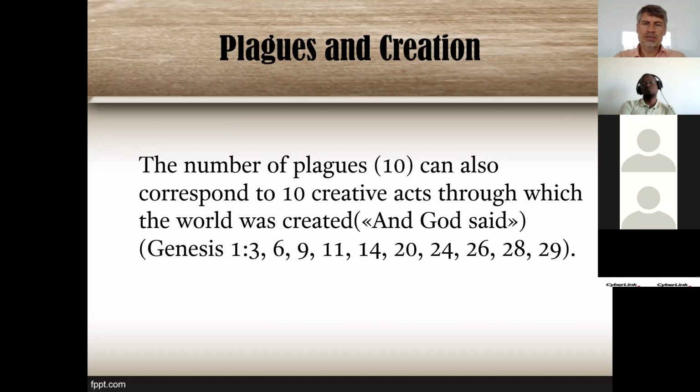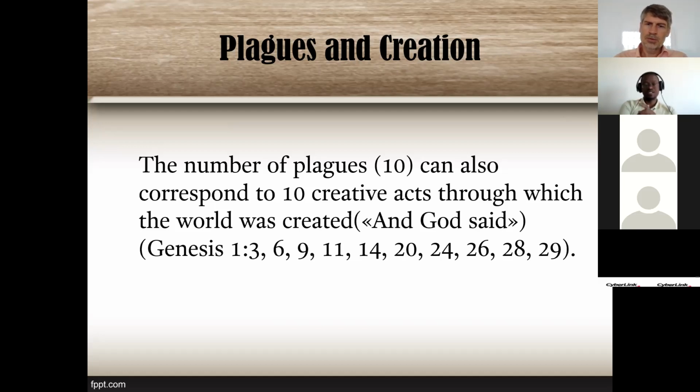Here, when we see that the land of Egypt is turned into chaos, or into some chaotic state, we can say that God also does this, and this is like a reversal of creation. Okay, so that is why we can see that some ideas of creation are present in the narrative.